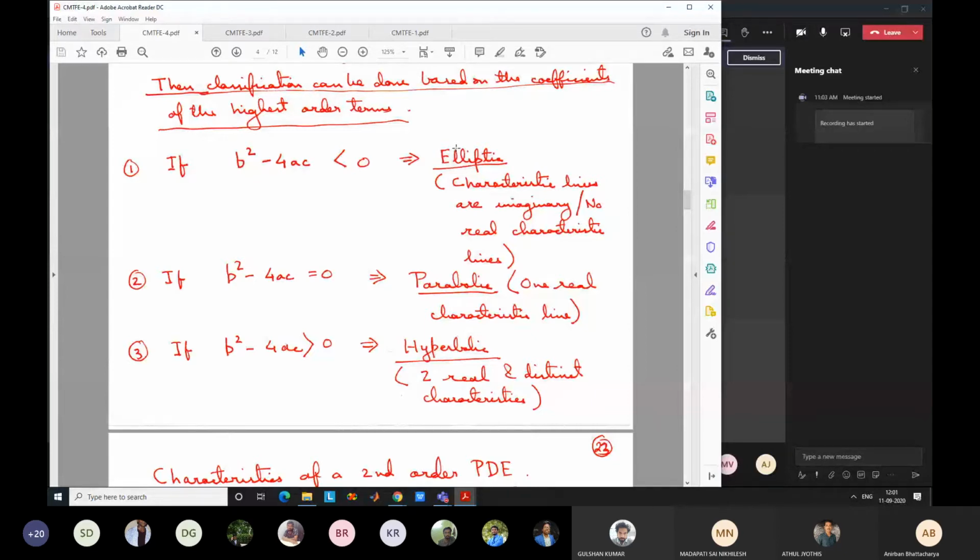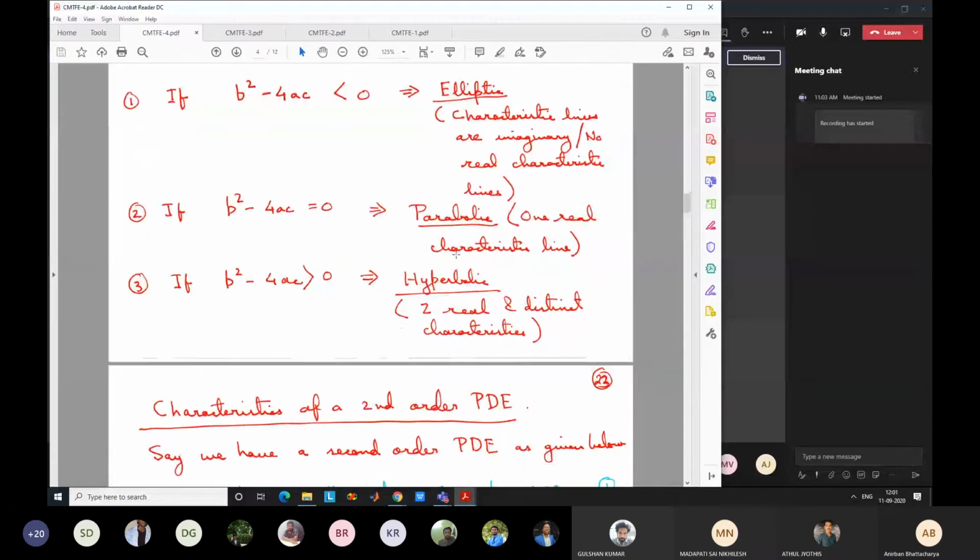If it is elliptic, why is it important? Or if it is parabolic, why is it important? Or if there is no real characteristic line, why is it different from another equation which has one real characteristic line? What is the difference? That we want to answer from a physical point of view.